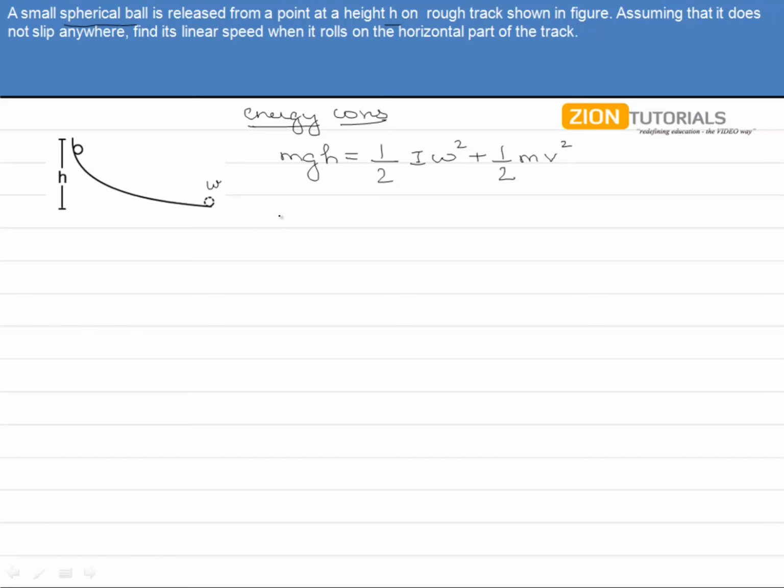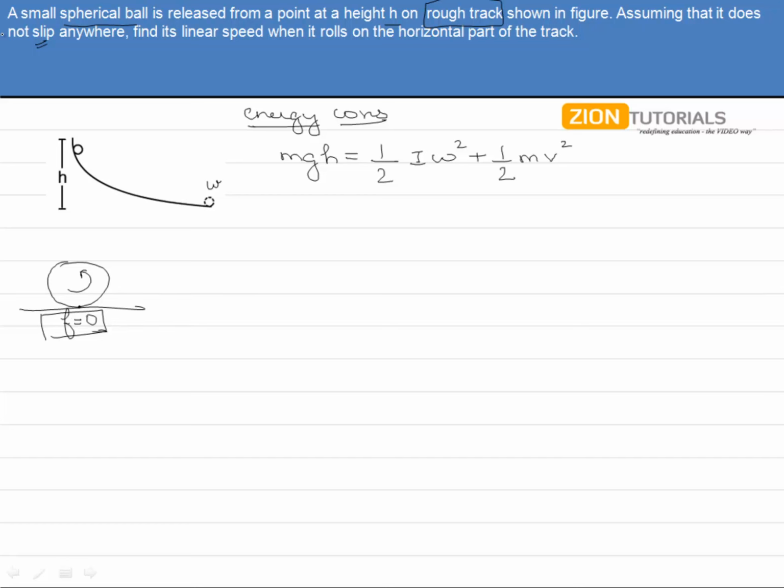Now, there may be a question in your mind that why we haven't considered the loss due to the friction, because they have given us the rough track. The point is that they have also given us that it is not slipping anywhere. That is, when this ball is actually rotating, then this point of this sphere actually comes at rest with respect to this surface, which means that if it is not slipping, then the friction acting is zero, because there is no relative motion between the sphere and the surface, and friction acts only when there is some relative motion.